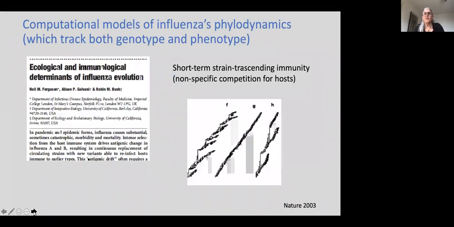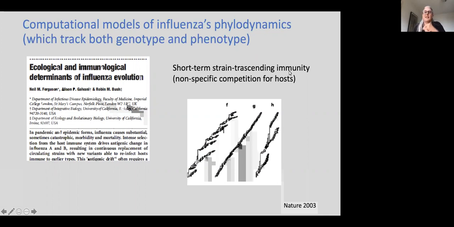I'd like to briefly mention in passing two well-known papers in this area, just to emphasize that there are studies that have relied on computational models that track both genotype and phenotype, essentially the genetic sequences of the viruses and then how they map to the phenotype, the traits I'm talking about, this antigenic variation on the surface of the viruses. This is one paper by Neil Ferguson and others in Nature, where they noted that, of course, the trees tend to be extremely explosive in terms of diversity, and it is not easy to get these short branches. The explanation they provided for the short branches was that of short-term, what they call strain-transcending immunity.